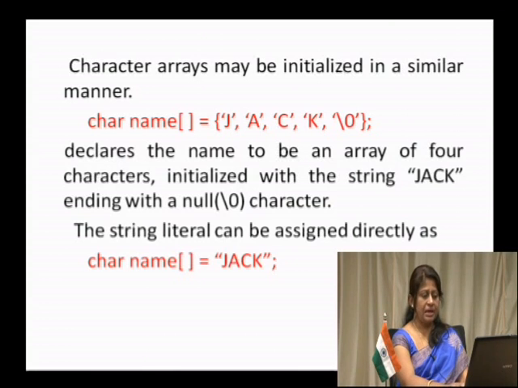So here I am saying char name[], and I am not specifying the size of the array, and I am initializing with a string constant, that is Jack. So now my character array called name will consist of again 5 elements, that is the string literal Jack with an ending delimiter, that is a \0.